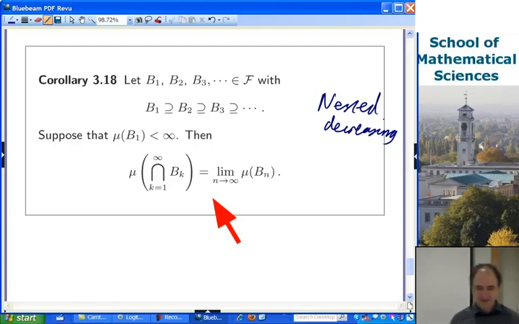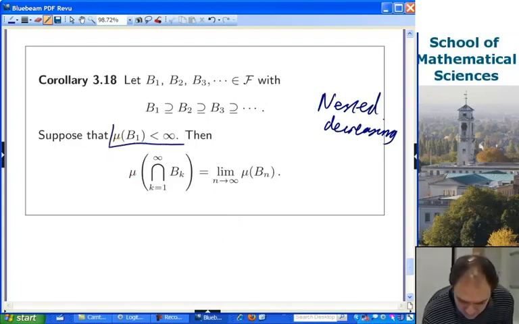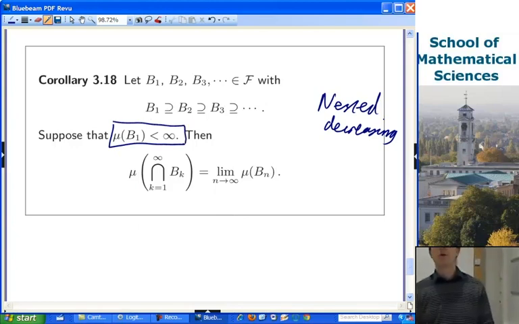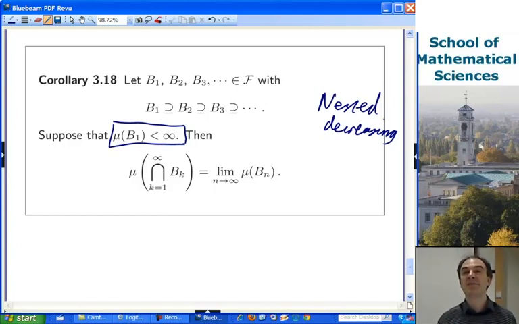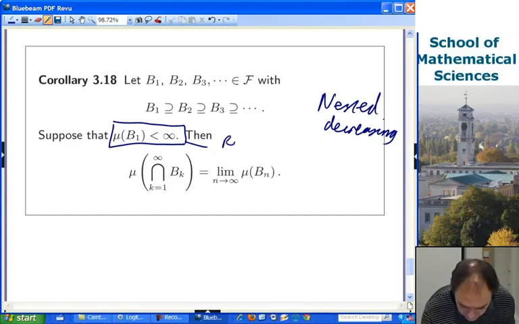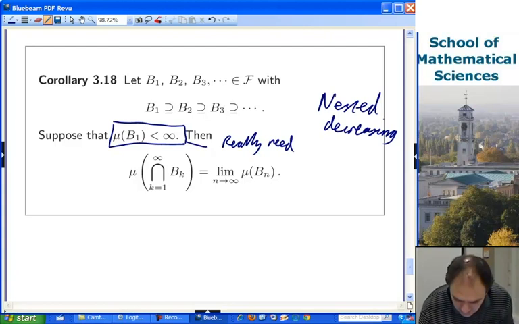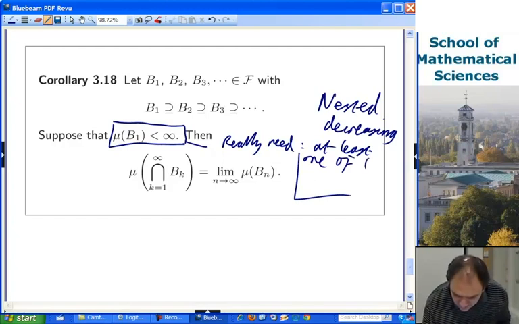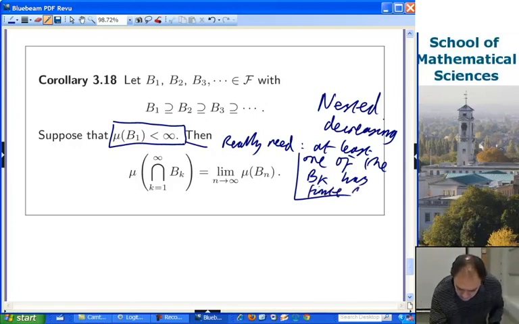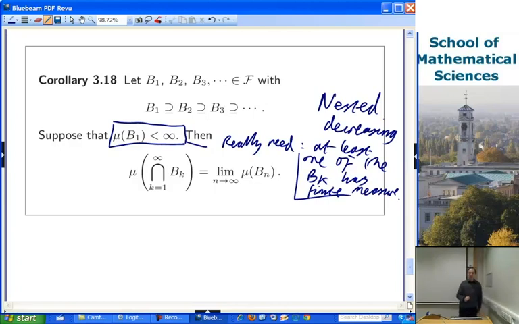Who can spot a mysterious extra assumption that's been thrown in? That's right. Now actually, it doesn't matter which of them has got finite measure. You only really need at least one of the sets, at least one of the B_k, to have finite measure. But it doesn't really matter which one it is, because they're nested decreasing.